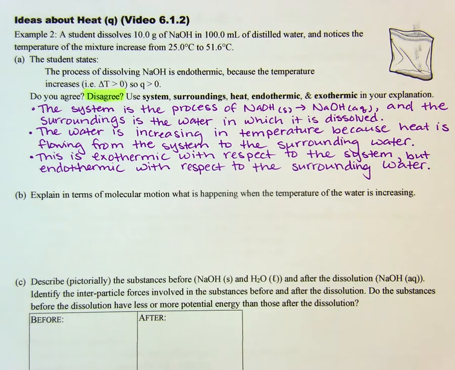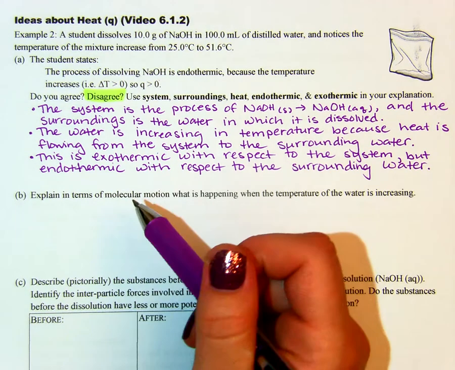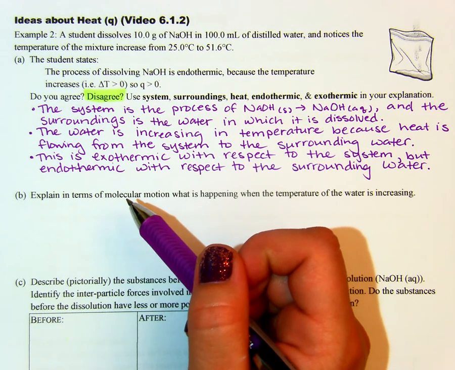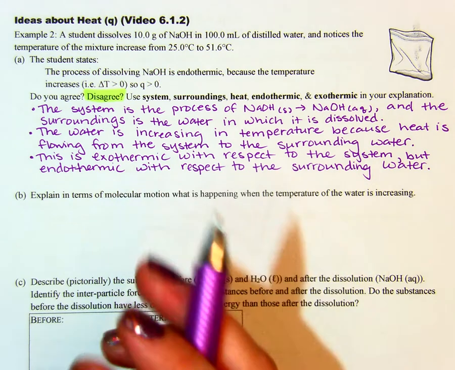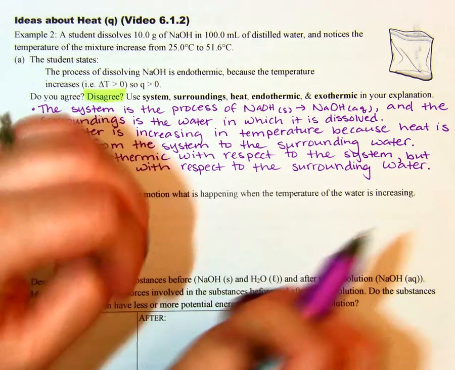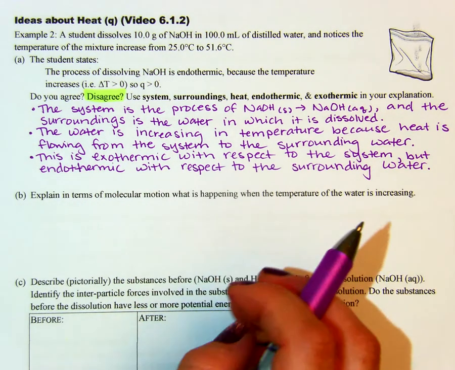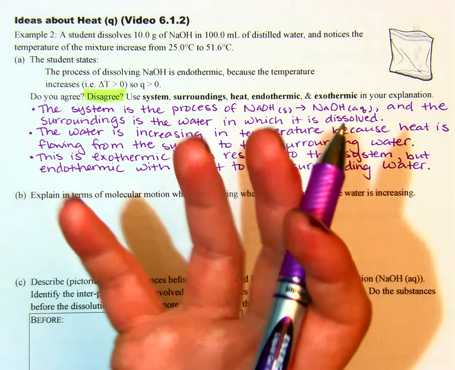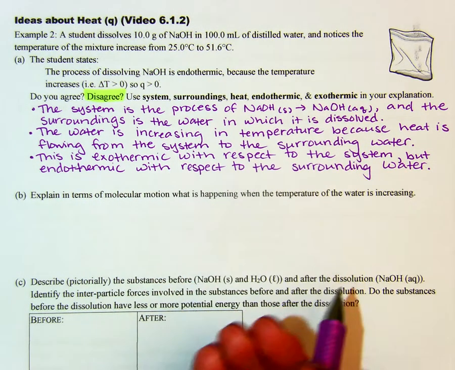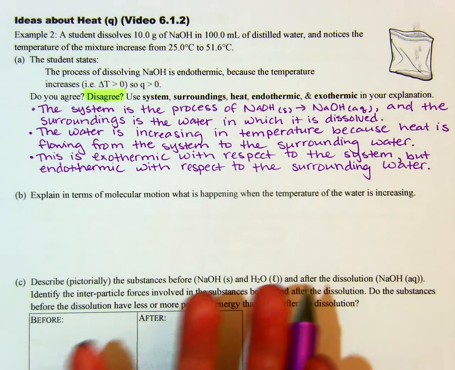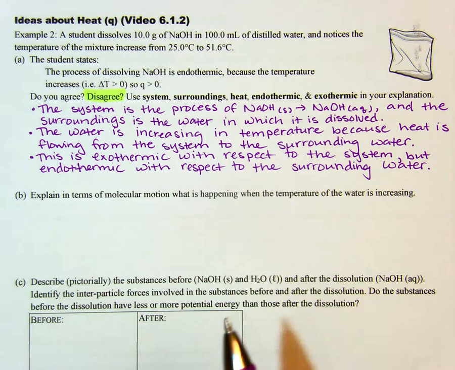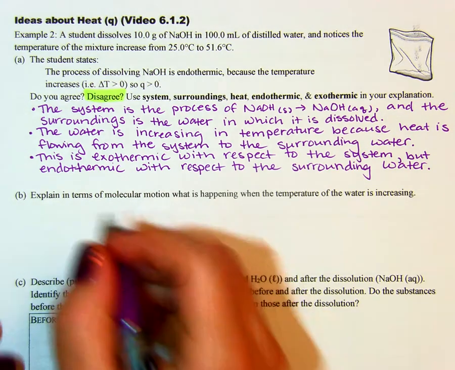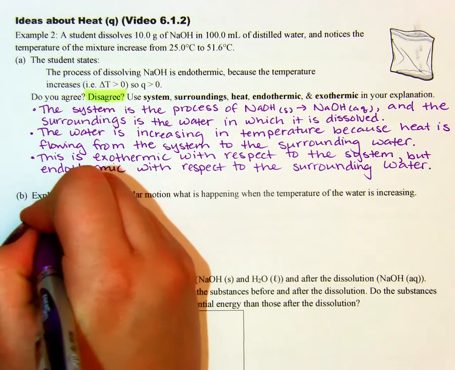All right, part B. Explain in terms of molecular motion what's happening when the temperature of the water is increasing. Well, anytime that heat's transferred to the water, those water molecules are going to start moving faster and faster, and they're going to start vibrating, right? So that energy is going to increase molecular motion. We're going to increase kinetic energy of the water. So the temperature, which is a measure of the average kinetic energy of that sample of water, is going to increase because you're adding energy to it. So our heat is transferred to the water.